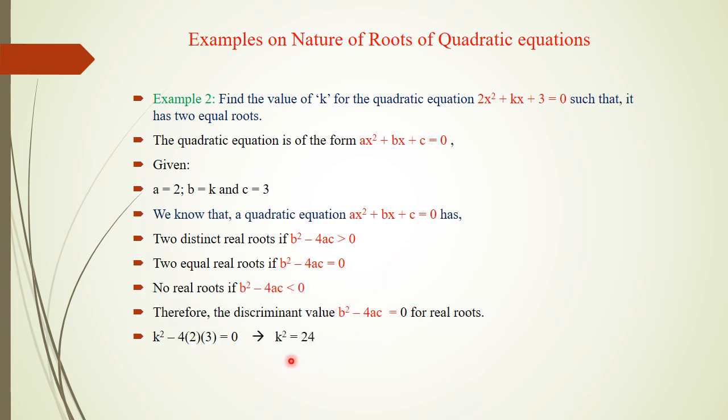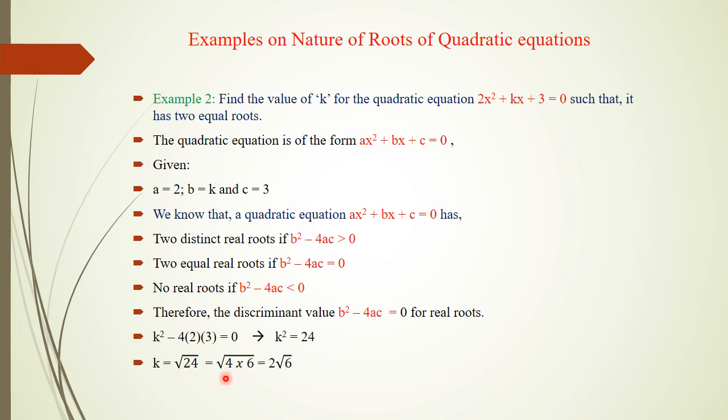Using this statement, I'll substitute all the values here. In place of b, I'll keep k as it is. Therefore, k square minus 4 into ac. A is 2 and c is 3 here. When I simplify this, k square minus 4 into 2 is 8. 8 into 3 is 24. k square minus 24 is equal to 0. Or I can say k square is equal to 24. Therefore, k is equal to square root of 24.